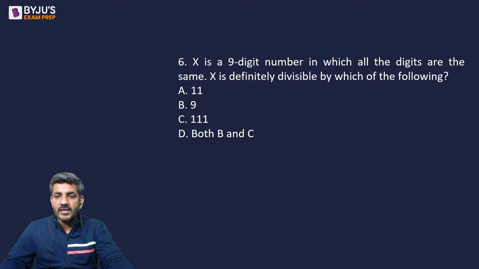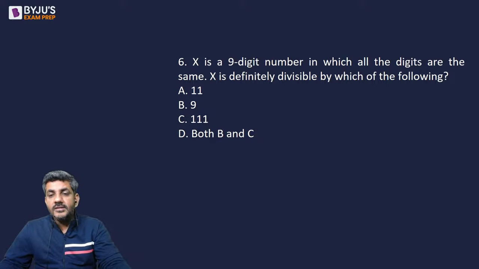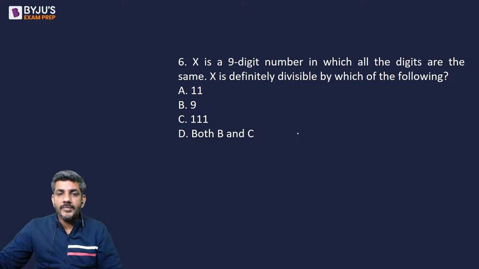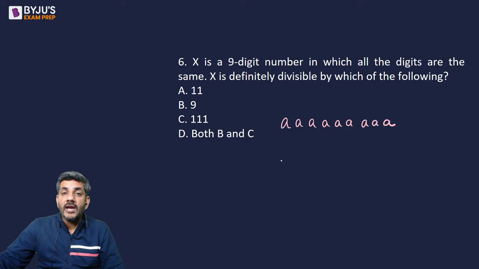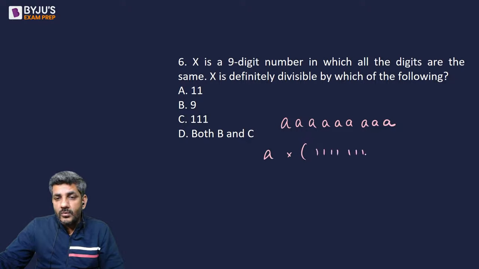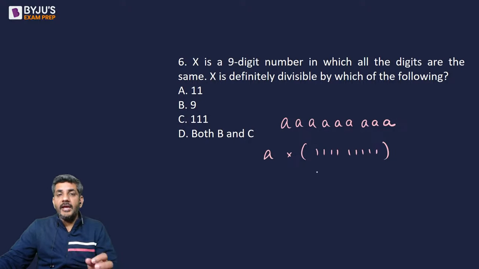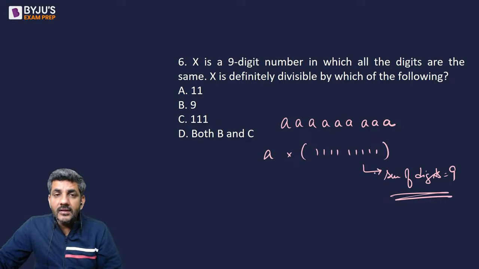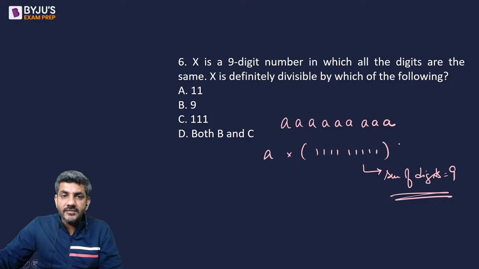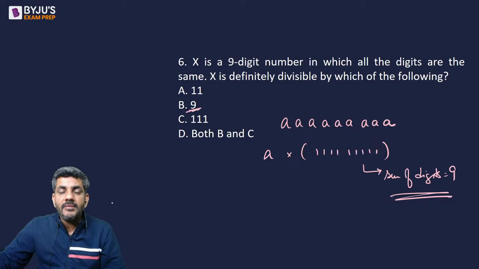After this, Friends said C, Himanshu changed and said D, Samarth is also saying D. Let's have a look. Suppose there is a 9-digit number with all digits same, so A is written a total of 9 times. Can I also say it can be written as A into 9 times 1? Now the sum of the digits of 9 times 1 is 9. If the sum of the digits is 9, that means it is definitely divisible by 9. This is the direct rule of 9, that if the sum of the digits is divisible by 9, the number is divisible by 9. So it is definitely divisible by 9.